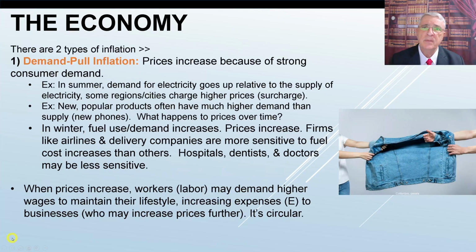There are 2 types of inflation, and one of them is simply because prices increase because of strong consumer demand. People want more of something. For example, in summertime, people use more electricity for air conditioning, and as a result, to try to hold down the use of electricity, some cities, some states will charge more. They'll put a surcharge on the electricity use to try to hold it down. New popular products, it could be a car, it could be the newest smartphone. The prices will be higher, and then they'll fade off over time as the demand dwindles.